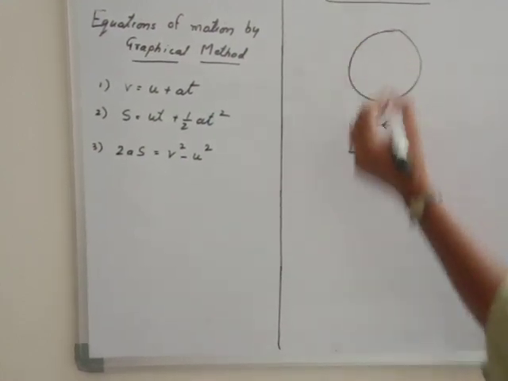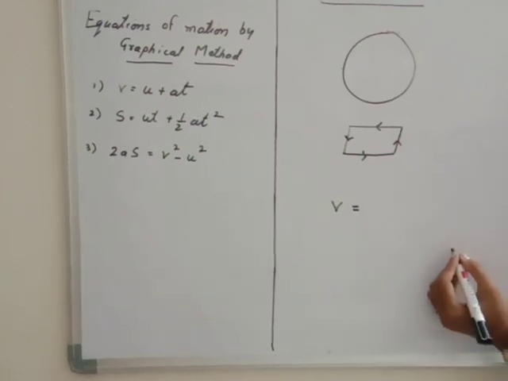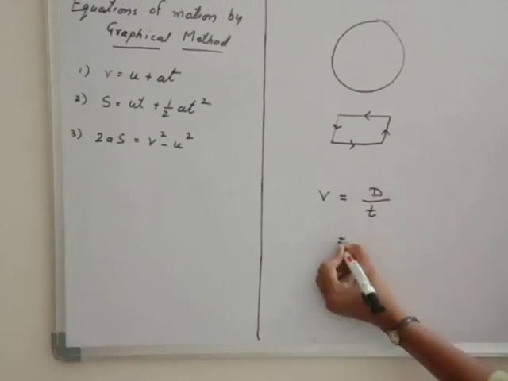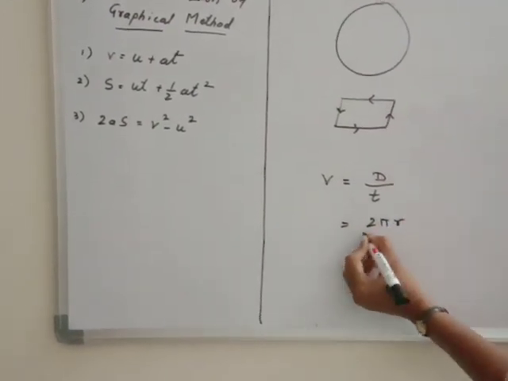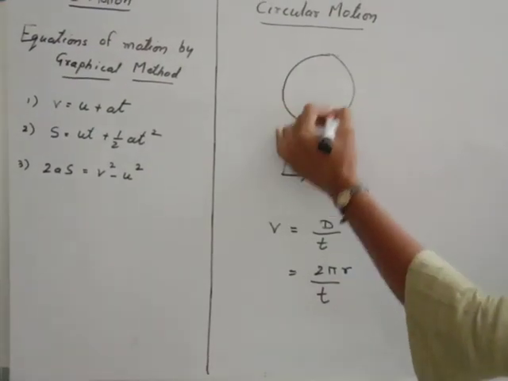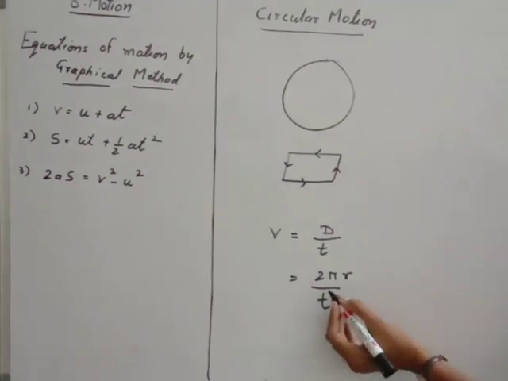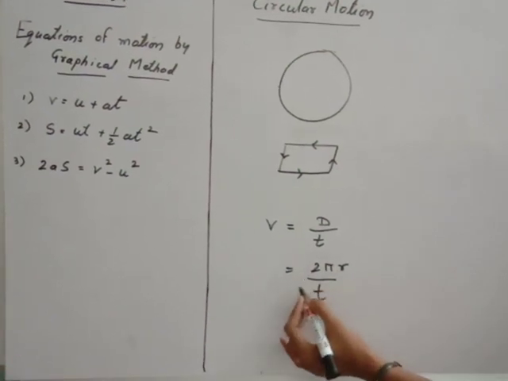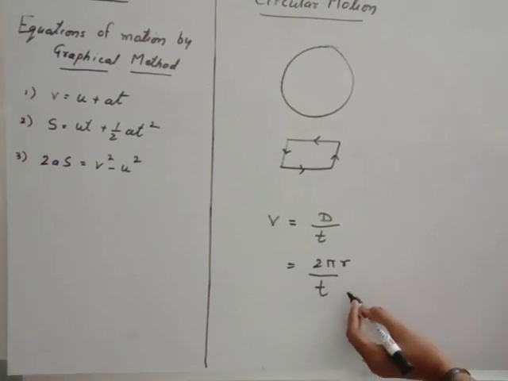Now, suppose I want to find the speed of an object moving in circular motion. So we know that speed is distance upon time. Here the distance is the circumference. So 2 pi r upon t. That means the circumference of a circle. And what is the formula for finding the circumference of a circle? That is 2 pi r. So distance upon time. So for circular motion, we use this formula for finding the velocity or the speed of the object.